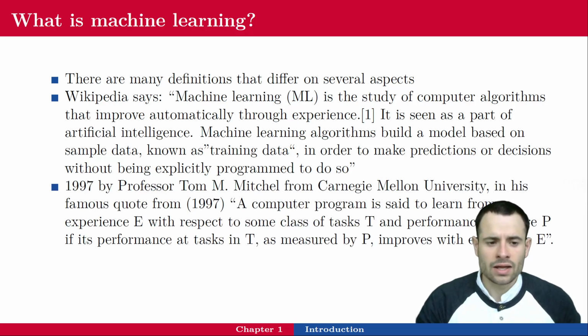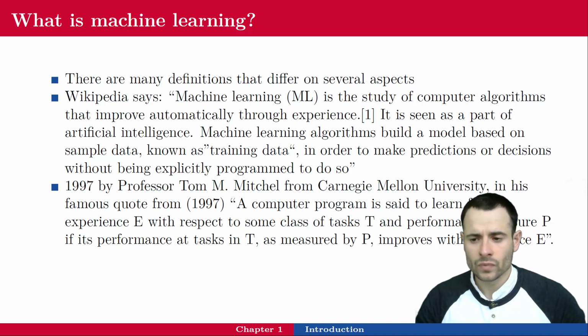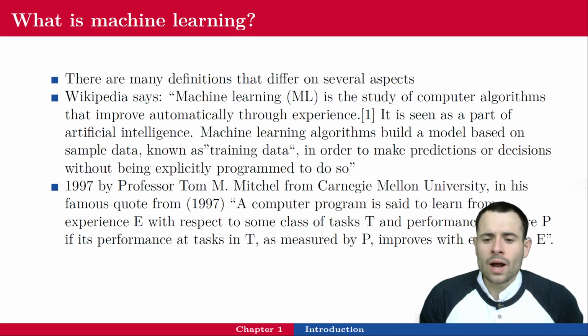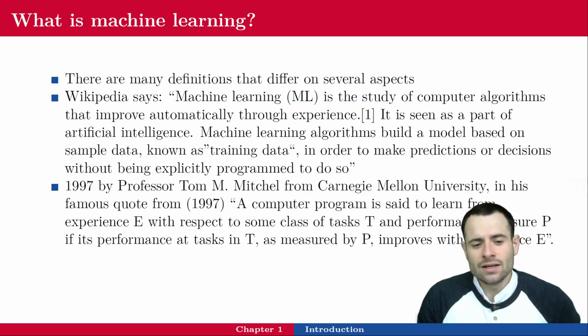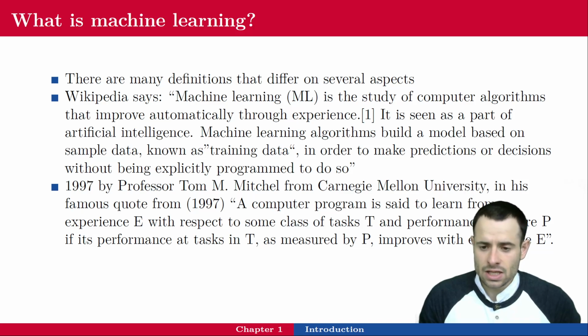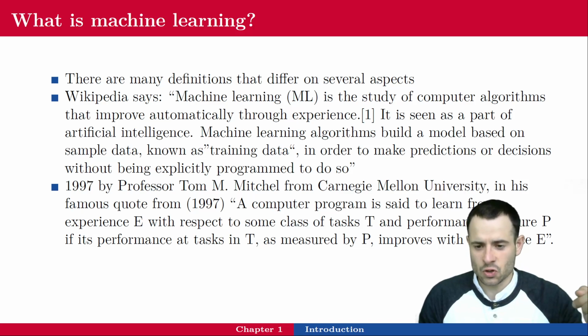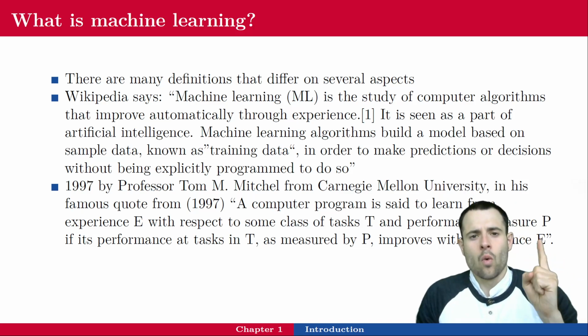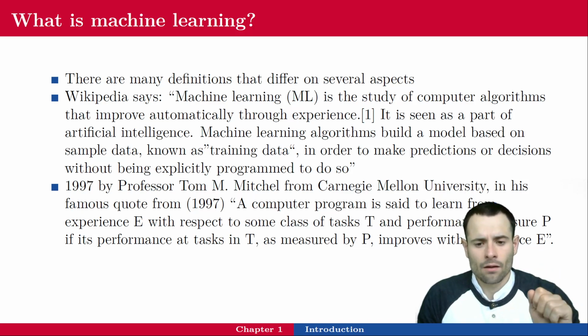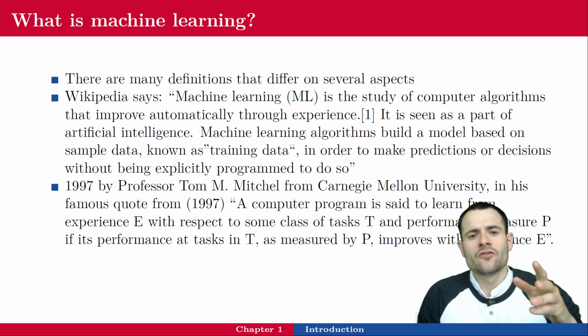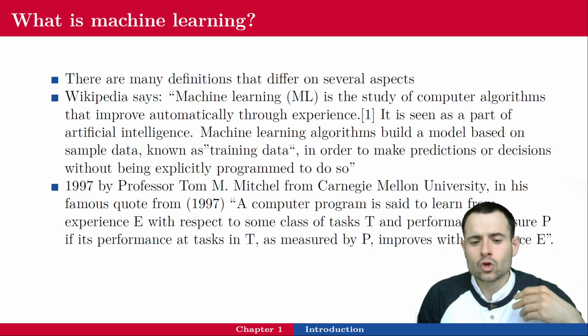Another definition given in 1997 by Tom Mitchell is the following. A computer program is said to learn from experience E with respect to some class of tasks T and performance measure P if its performance at tasks in T, as measured by P, improves with experience E. So, think of it as one experience is running the algorithm through one sample of data. Okay? Then, the class of tasks could be doing an OLS estimation, estimate the mean, estimate the proportion, find the confidence interval, do any sorts of prediction.